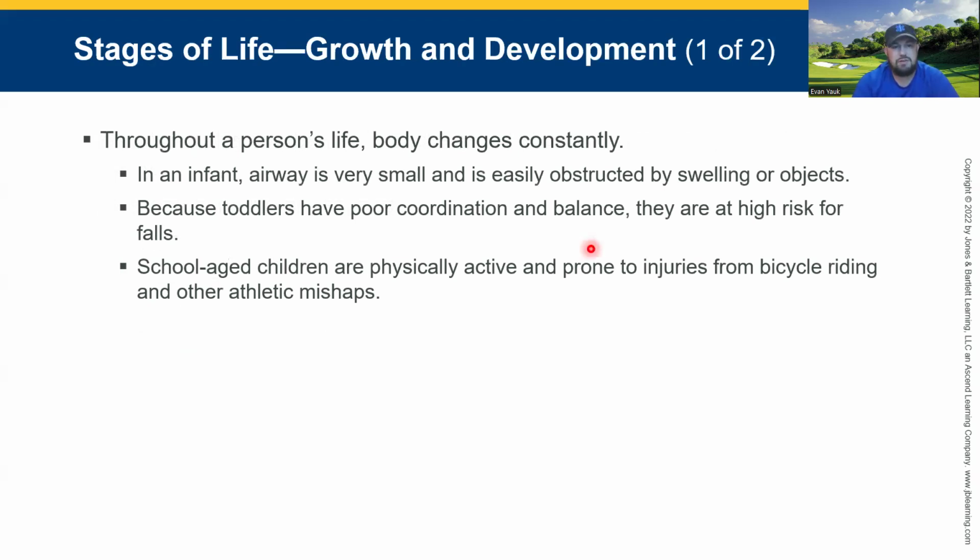Stages of life, growth and development. Throughout a person's life, the body changes consistently. An infant's airway is very small and easy to obstruct by swelling or objects. Because toddlers have poor coordination and balance, they are at a higher risk of falls. School-age children are physically active and prone to injuries from bicycle riding and other athletic mishaps. Kids are going to be kids, right?